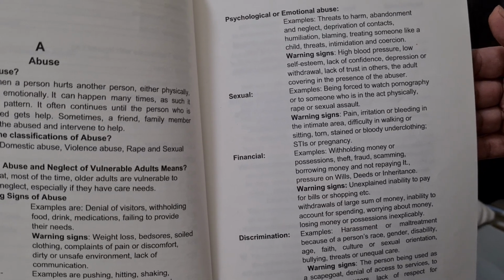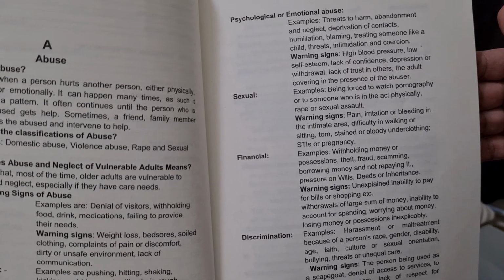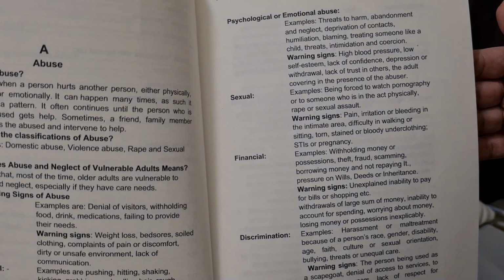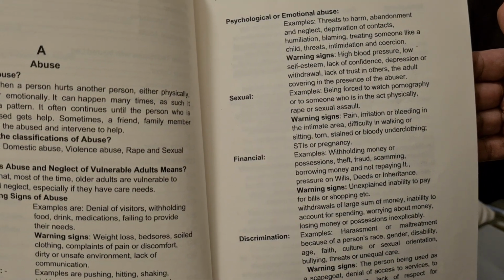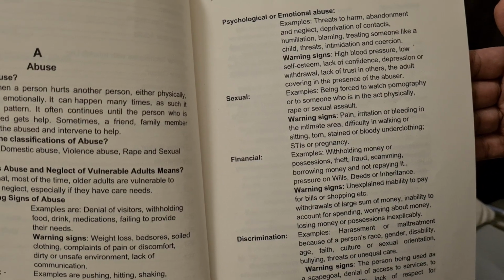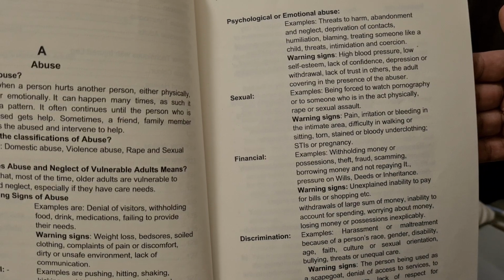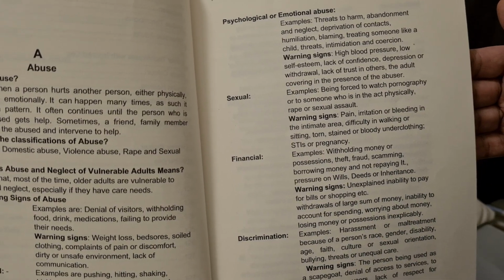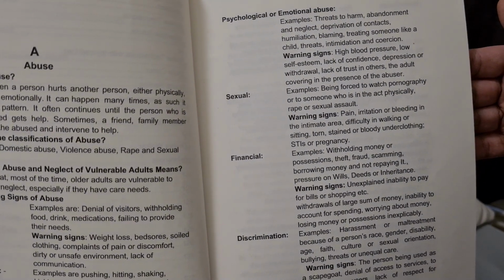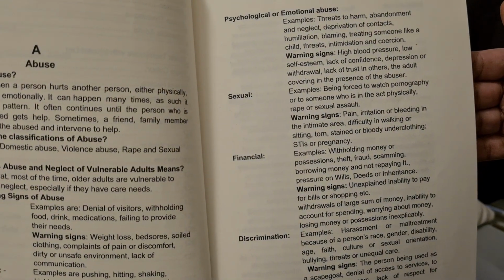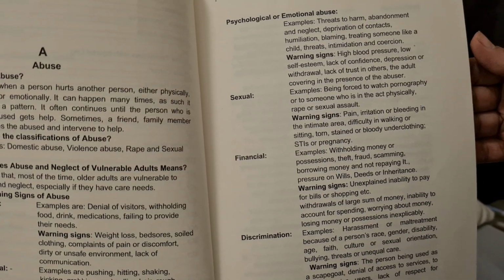Financial abuse includes withholding money or possessions, theft, fraud, scamming, borrowing money or not repaying it, and pressure on wills, deeds, or inheritance. Warning signs are unexplained inability to pay for bills or shopping, withdrawals of large sums of money, inability to account for spending, worrying about money, and losing money or possessions inexplicably.